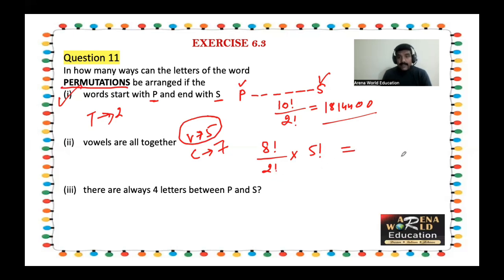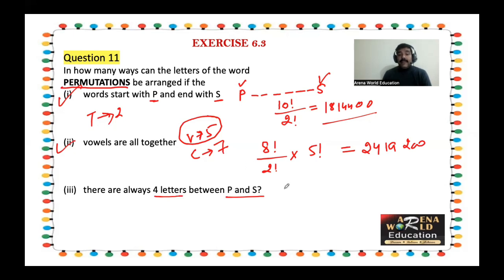So I'm writing the final answer. You guys will calculate this one. So this will be a very big answer, right? Again, we have 2419200. So this is the second part, right? So now coming to third part, there are always 4 letters between P and S, right?